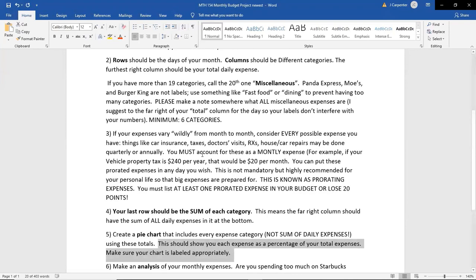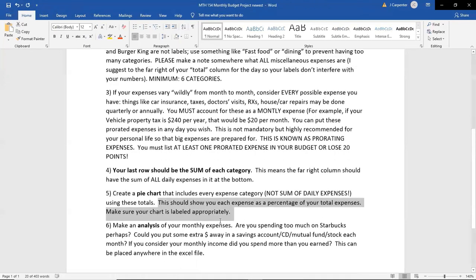So this is the bulk of your work. You have to have your specific days and month, days of the month, or months, if we split the month, labeled. You have to have at least six categories. You need to have a column for your totals for each day. You need to have a row for the total of each category. You need a pie chart based on that total for each category, labeled appropriately. And then the very last thing we have you do is a quick analysis.